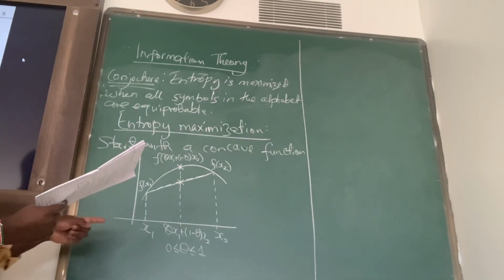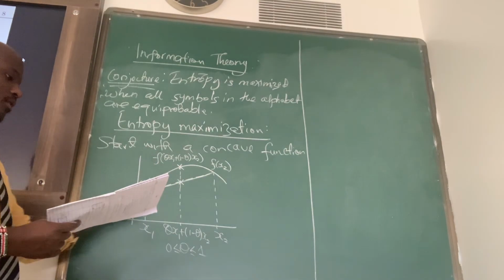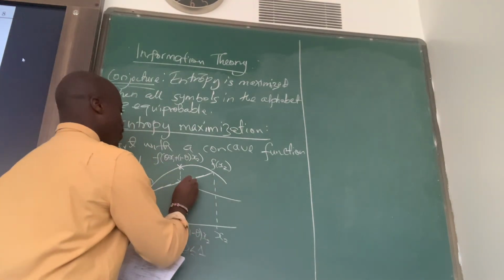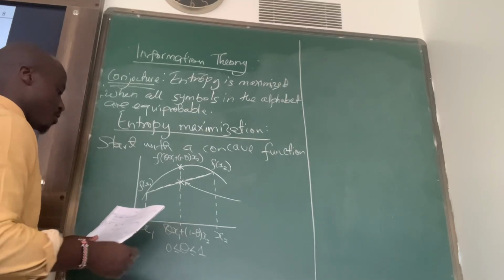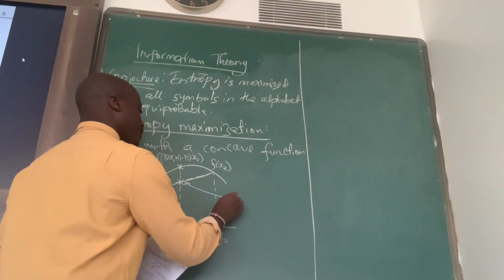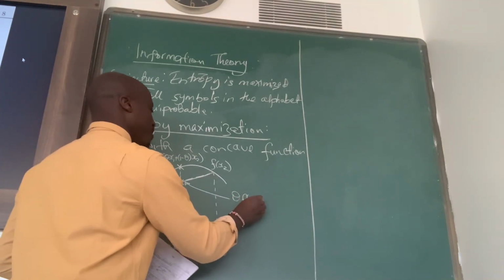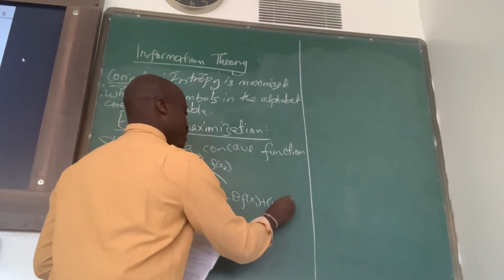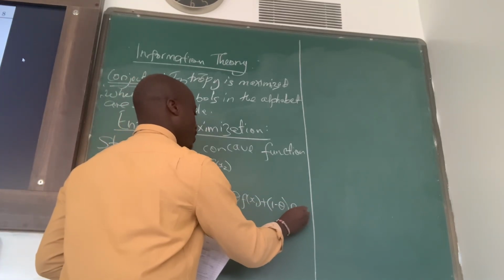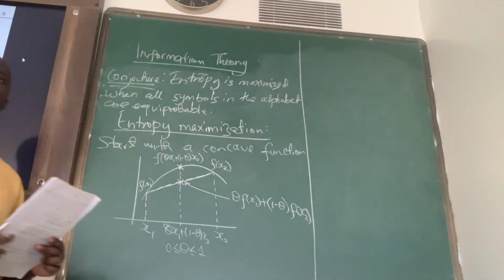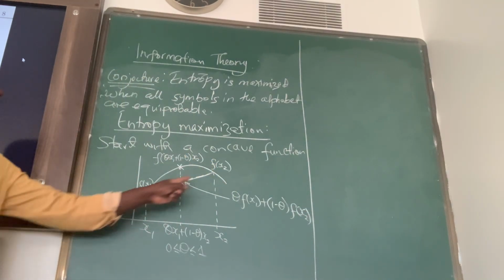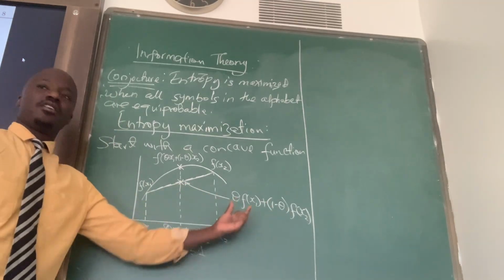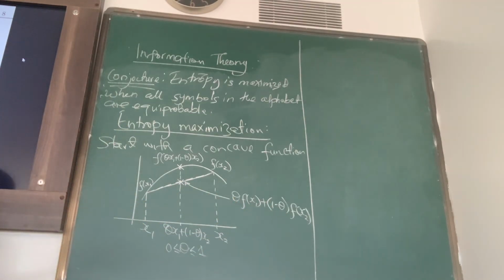But now we have a straight line here. So the value of this point here is just going to be theta times f of x1 plus 1 minus theta times f of x2, okay? On the straight line, because if you look at the equation of this straight line, you can show that actually this point is going to be that theta.